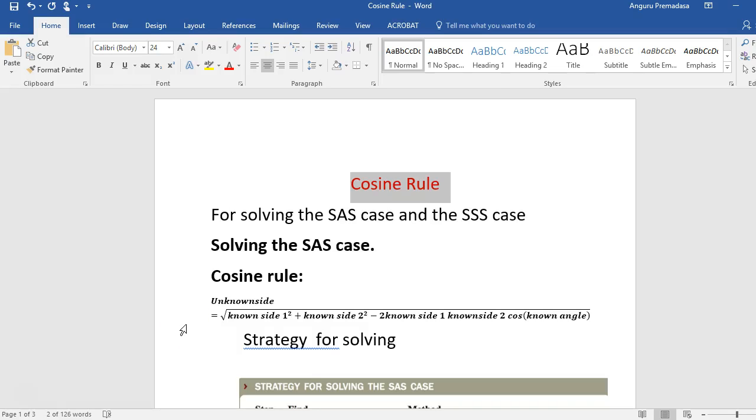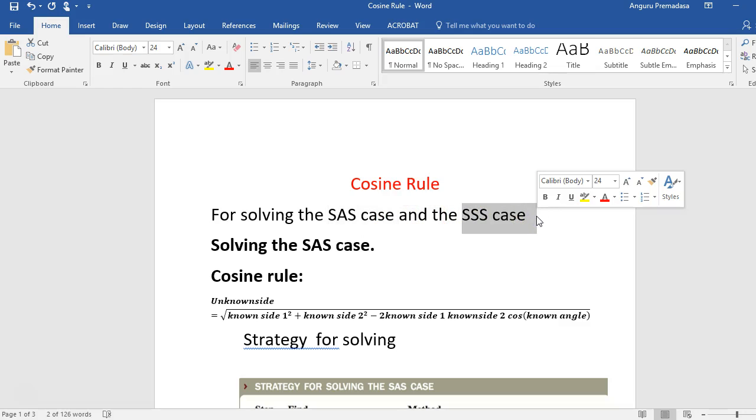So in this video I'm going to talk about the cosine rule, and the cosine rule is used for solving the SAS case and the SSS case. You may remember that all the other cases were solved using the sine rule. So now let's see how to solve the SAS case.